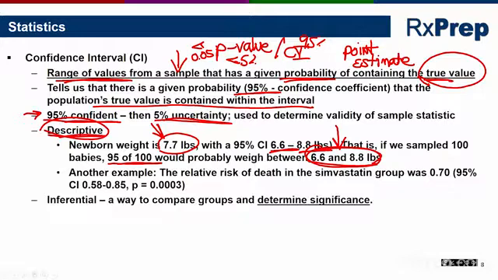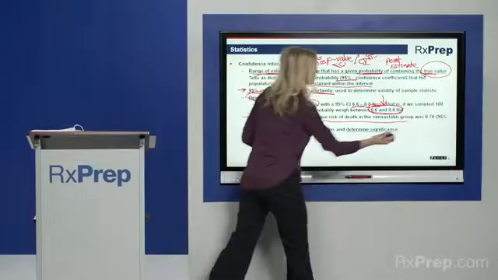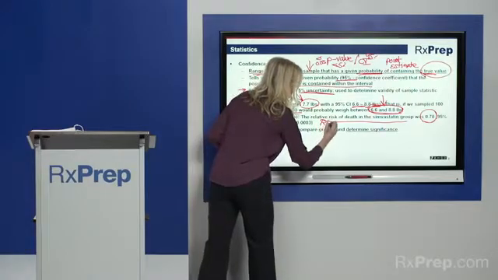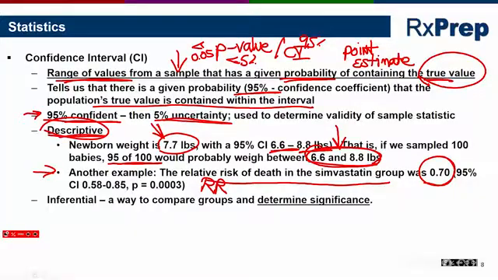Another example, I took this from the 4S trial that looked at simvastatin many years ago and got it approved for lowering the risk of cardiovascular events. The relative risk of death in the 4S trial in the simvastatin group was 0.70. So this is your relative risk, and we're going to talk about this term soon. We know 1 minus relative risk is the relative risk reduction, so the relative risk reduction then is 30%.